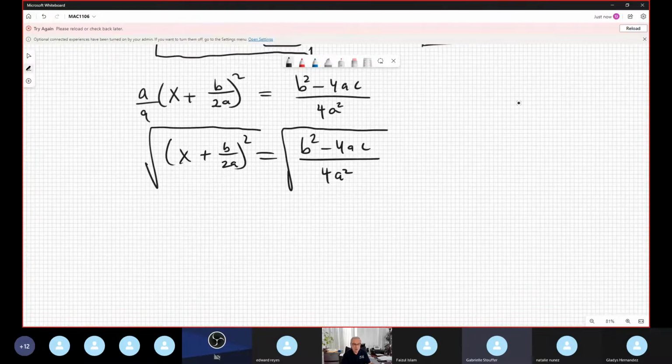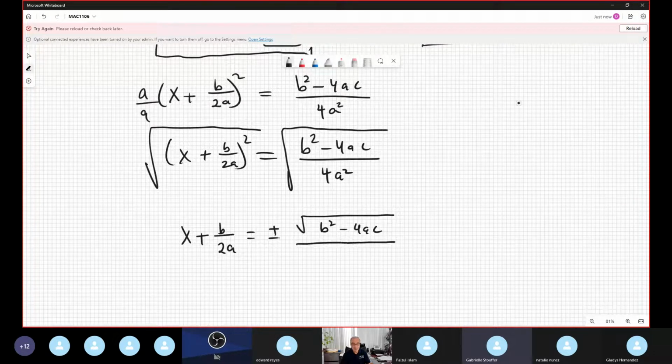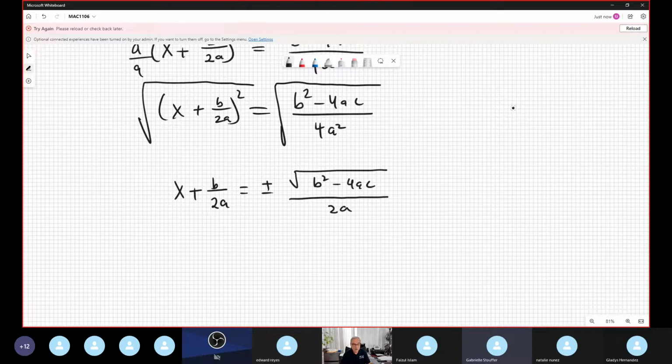Okay, now I know very well that square root and its second power cancel each other. So x plus b over 2a is equal to plus or minus the square root of b squared minus 4ac, divided by the square root of 4a squared, which is 2a. Wow, amazing. Finally, solve for x.